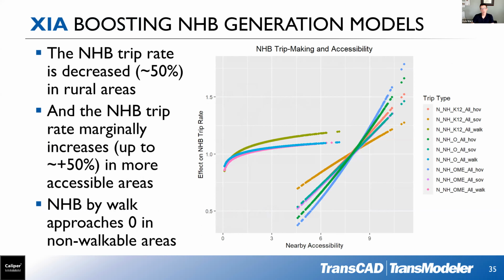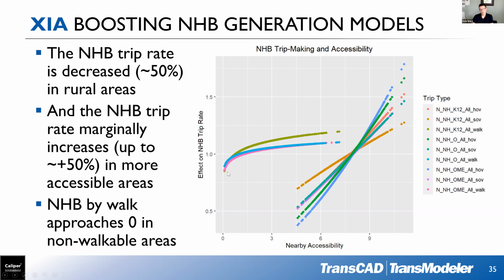here. So we have our initial estimates of what the trip making is for non-home based. But when we look at how that relates to accessibility, we see these adjustment factors. So as an example, these are walk trips. I won't explain all the different trip types, but the general trend here is that as walk accessibility drops, we're going to lower below one.